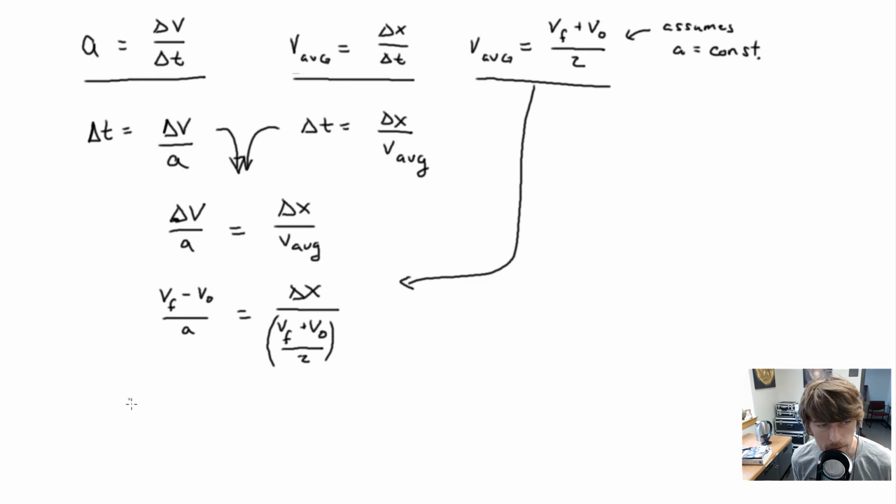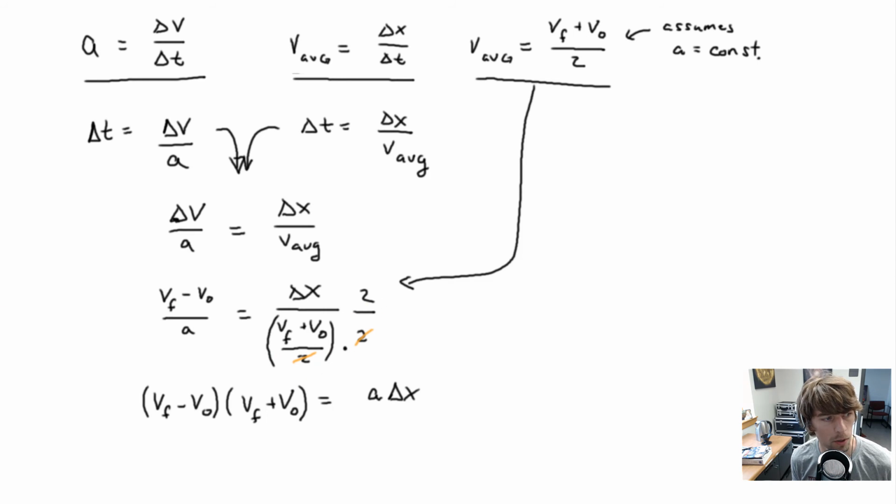So I will end up with something over here. I'll have v final minus v naught times the quantity v final plus v naught equals, move the a over, so I get a delta x. And then right here, you notice I can write 2 over 2. The 2 here cancels that one, and so I must end up with a 2 in the numerator.